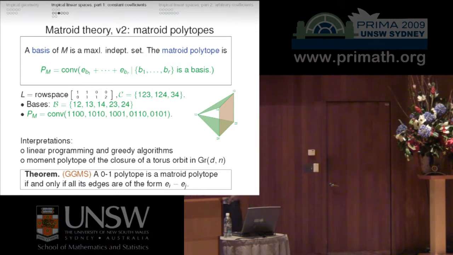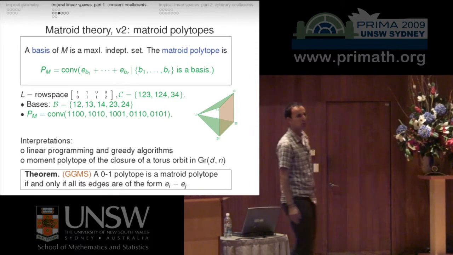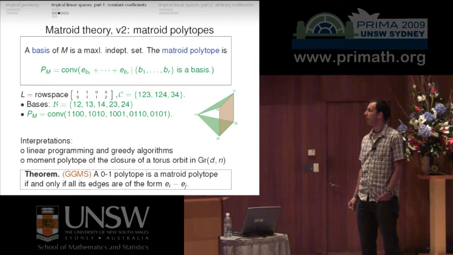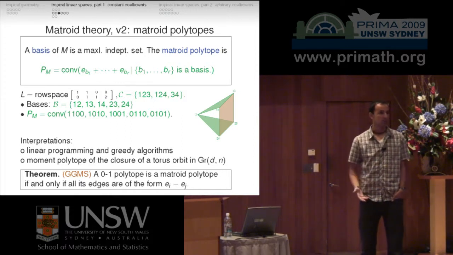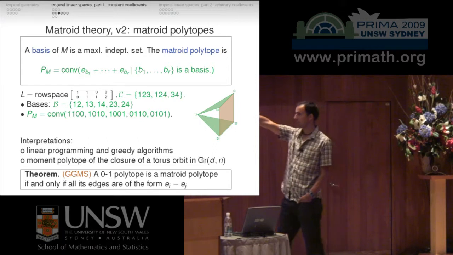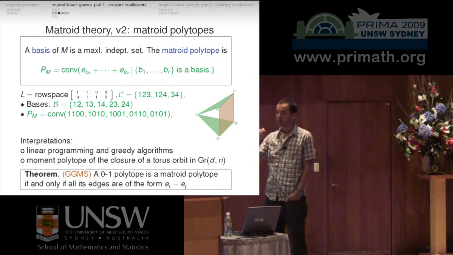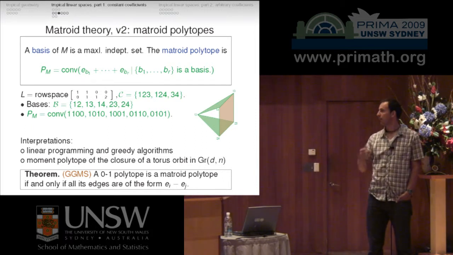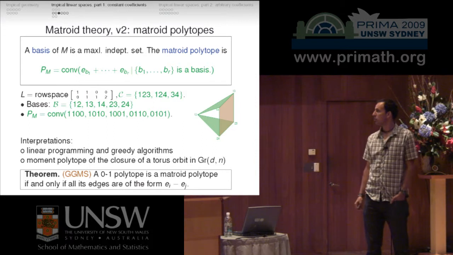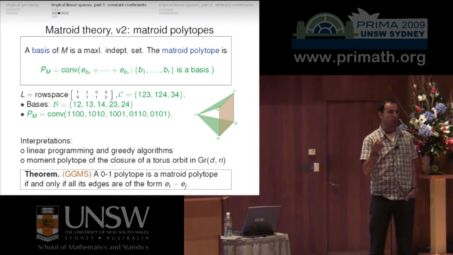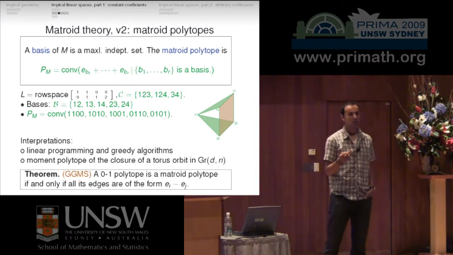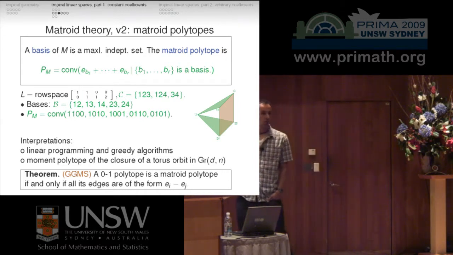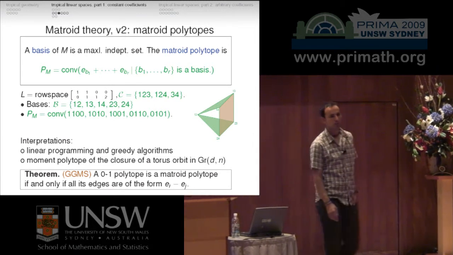So here's matroid theory version 2, matroid polytopes. Okay? So you can also think of a matroid as being a collection of bases. Okay? So let's take our same matrix L over there. Okay? And now instead of saying what are the dependent sets, let's say what are the bases of the column space. Okay? So if you look at the column space, you see that the columns 3 and 4 are dependent, and every other pair is a basis. So the bases are columns 1 and 2, columns 1 and 3, 1 and 4, 2 and 3, 2 and 4. Okay?